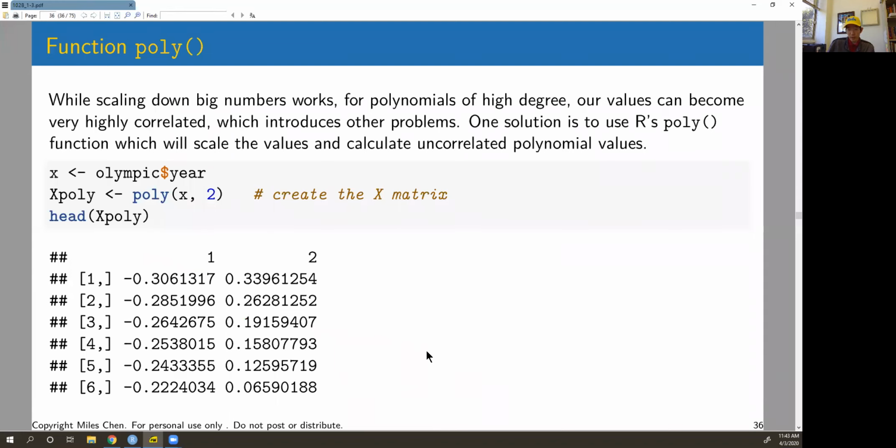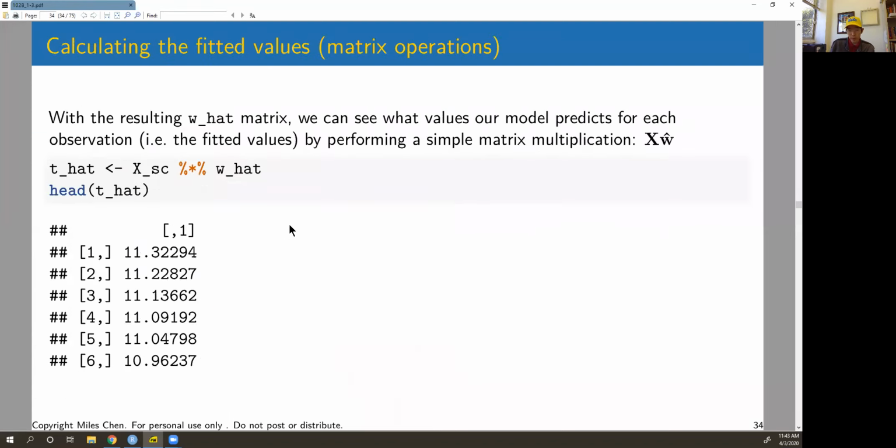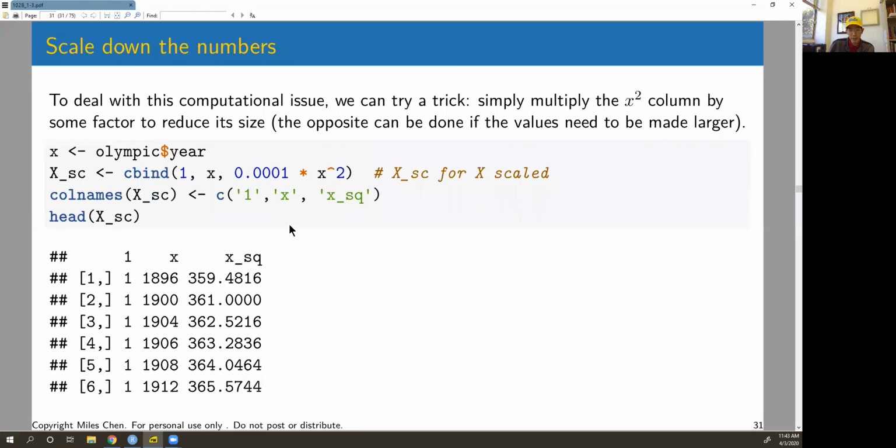Okay. One thing that we could do. All right. So what I did to do my polynomial fit is I manually created this matrix, the column of ones, the column of x's, and then I took x and I squared it, but I ran into computational problems. So I took that squared value and I scaled it down by 0.001, okay?